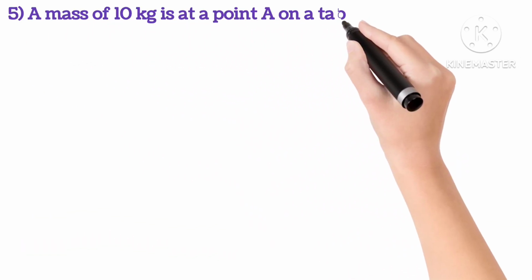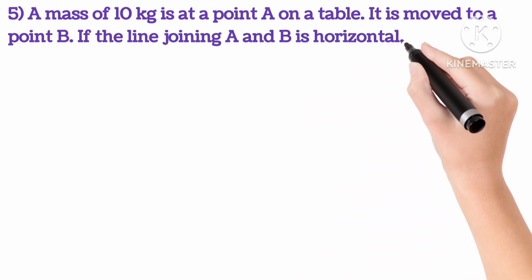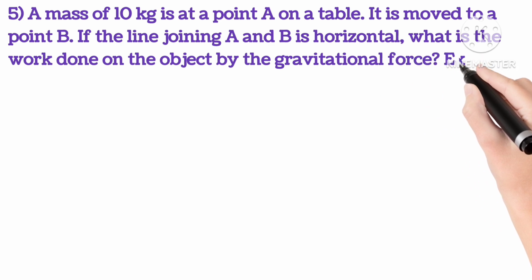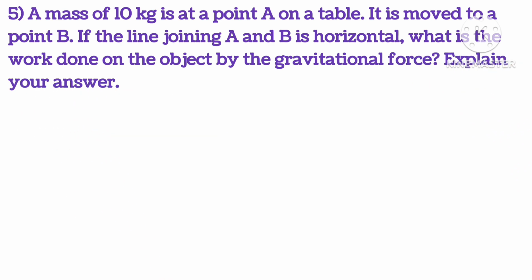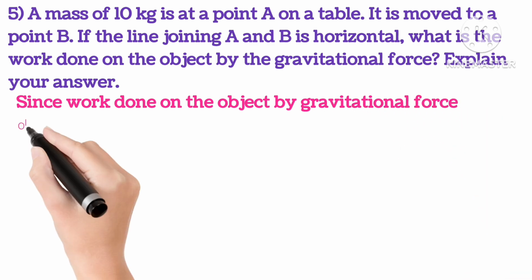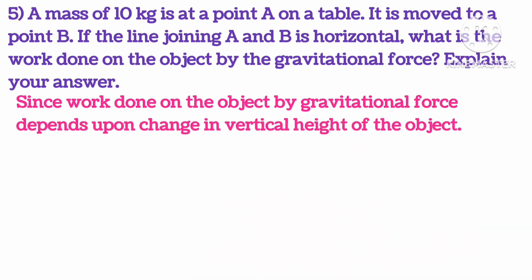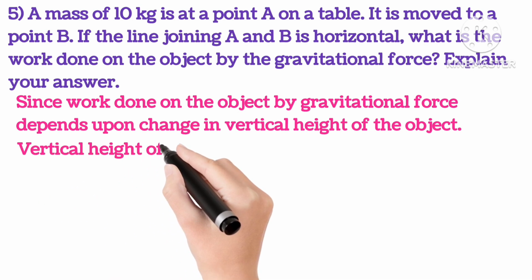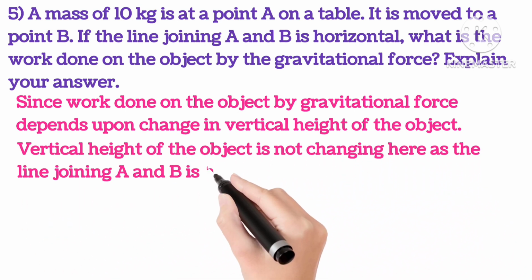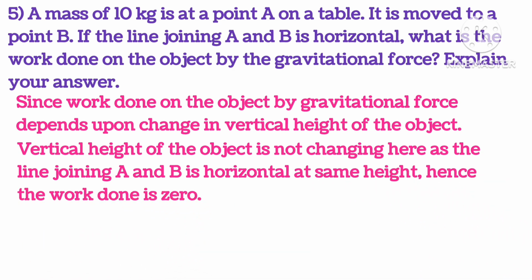A mass of 10 kilograms is at point A on the table. It is moved to point B. If the line joining A and B is horizontal, what is the work done on the object by gravitational force? Explain your answer. Since the work done on the object by gravitational force depends upon the change in vertical height of the object, and the vertical height is not changing here as the line joining A and B is horizontal at the same height, the work done is 0.